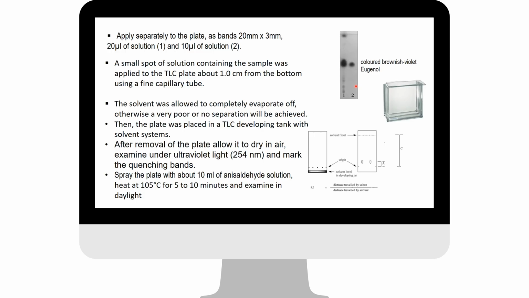So in this way we can confirm that this plant sample has eugenol, because the Rf value matches the standard one, right? So this is all about the TLC of our eugenol, right? So let us move.